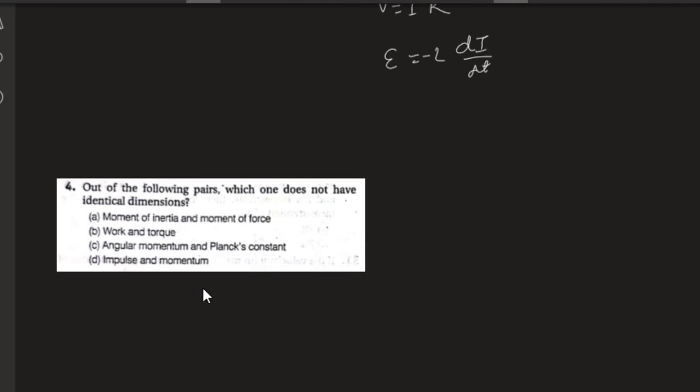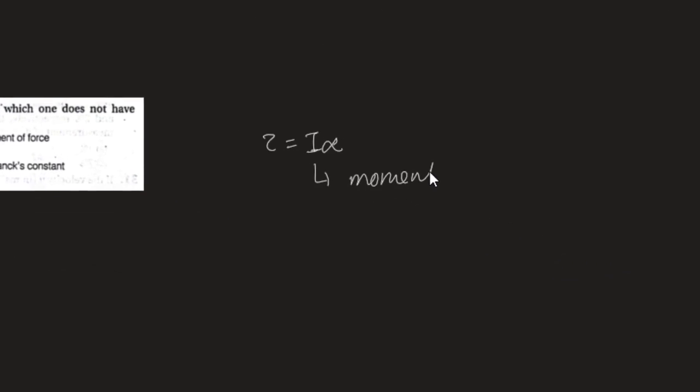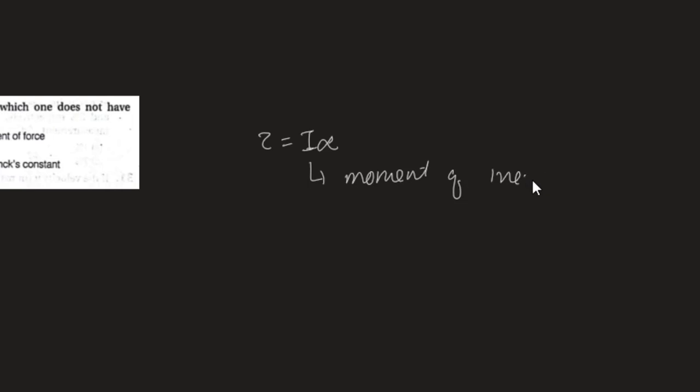Out of the following pairs, which one does not have identical dimensions? Okay, let's see. Now moment of inertia and moment of force. In the moment of inertia, we know torque is equal to I alpha, right? Here I is the moment of inertia, and alpha is angular acceleration.